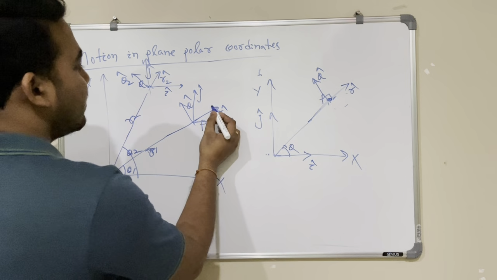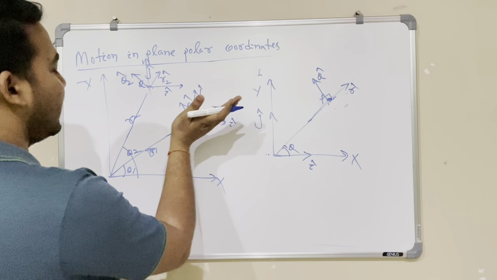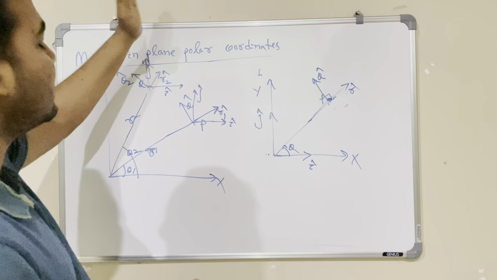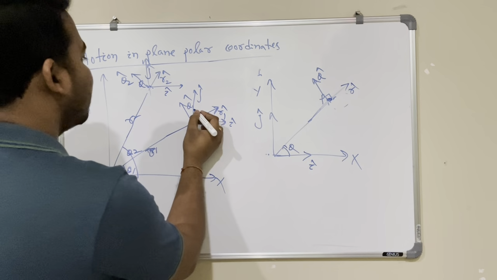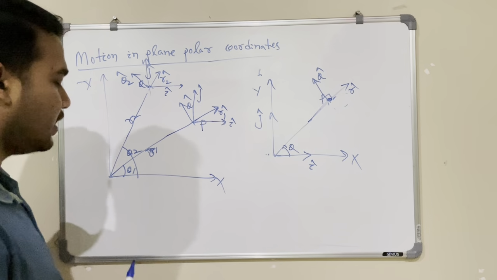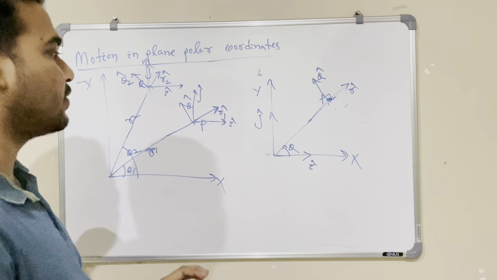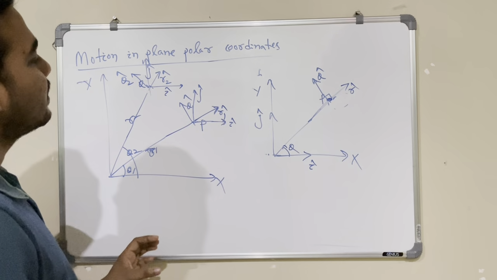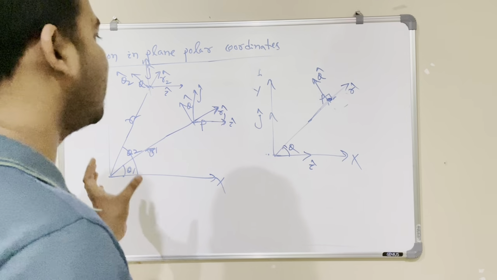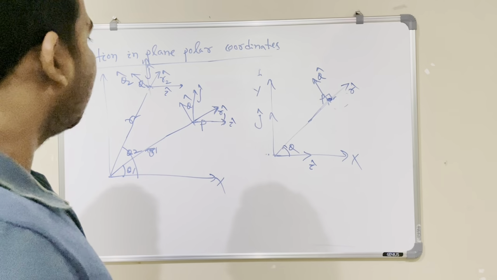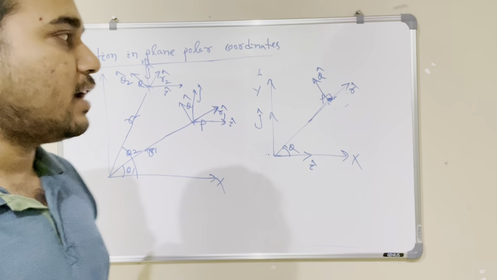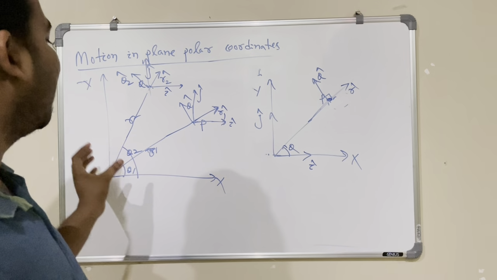But here r1 cap has a different direction than r2 cap. r1 cap is in this direction, but r2 cap is in another direction. Similarly for theta 1 cap and theta 2 cap. So this is the difference between unit vectors in Cartesian coordinates and plane polar coordinates. The unit vectors i cap and j cap are fixed, but the directions of r cap and theta cap change with position. We know that r cap and theta cap change with position, but they change only with theta.